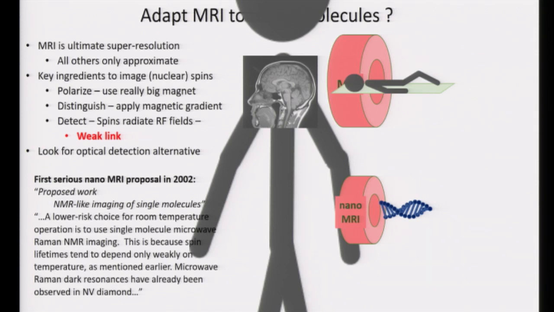Polarization, a big magnet. On the nanoscale, you don't even really need that. Distinguish, well, you apply magnetic gradients. So it's possible to do nanoscale gradients. But the weak link is reading them out, okay? You can't read out a single radio frequency spin, just one. And so the idea was then to replace that with an optical readout.